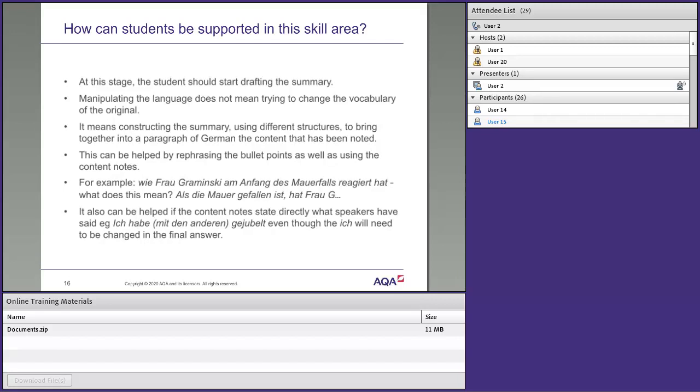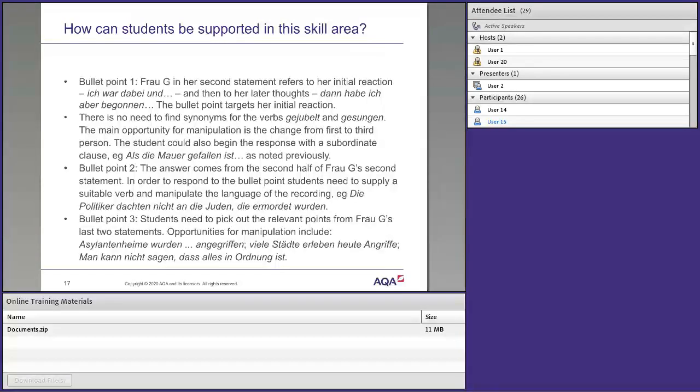It can also be helped if the content notes that they've made state directly what speakers have said. So in this case, "ich habe mit den anderen gejubelt", even though the "ich" will need to be changed in the final answer. In bullet point 1, Frau Kaminski in her second statement refers to her initial reaction and then to her later thought. The bullet point targets her initial reaction, so students have to be careful to listen out for things like that. As I mentioned before, there is no need to find synonyms for verbs like gejubelt and gesungen.